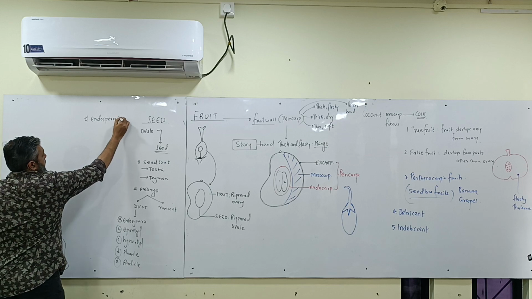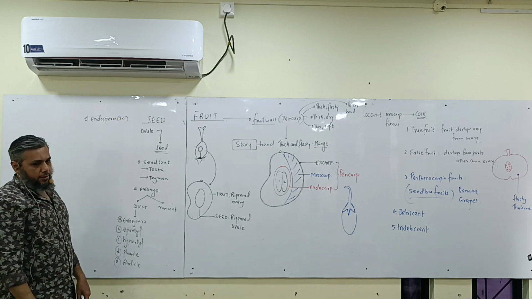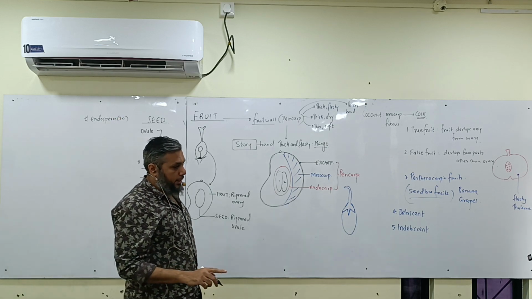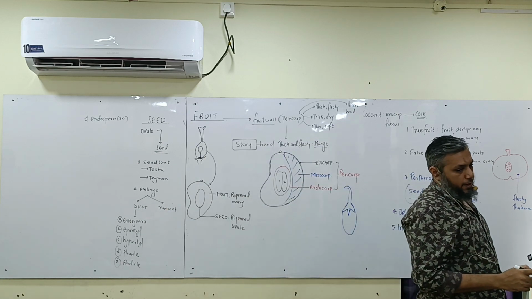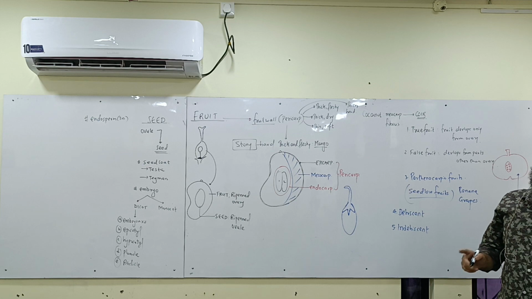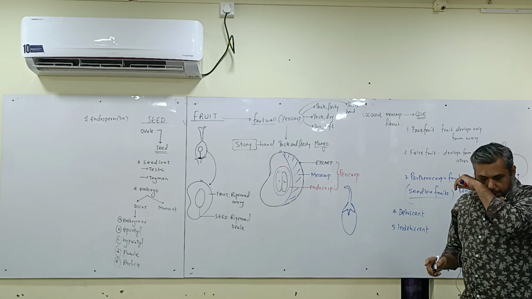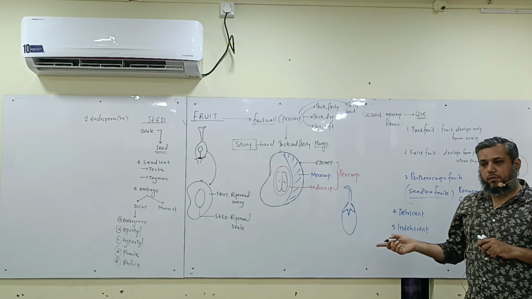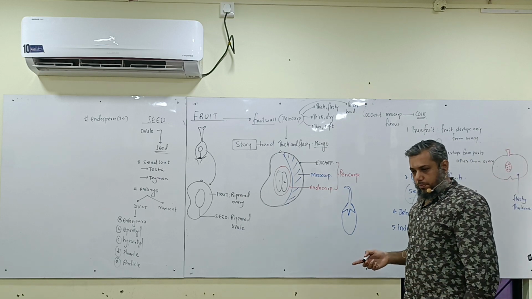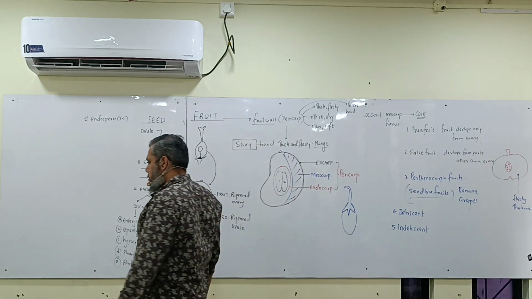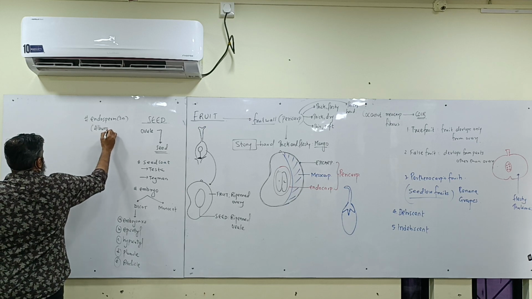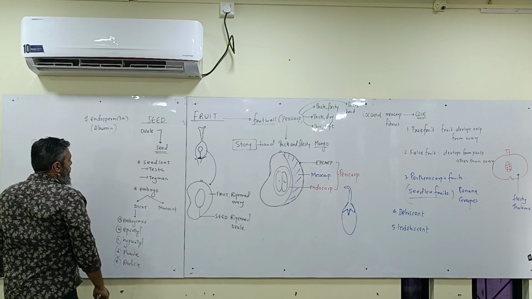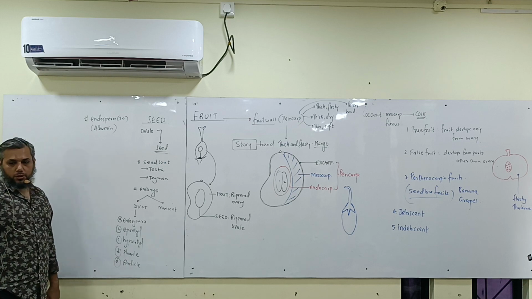Then endosperm. Last time बताया कैसे form होता है endosperm. One of the male gametes unites with the secondary nucleus, results in the formation of a triploid tissue, which is called the primary endosperm nucleus, and will form a triploid tissue, which is called the endosperm. Endosperm is also known as albumin. What is it called? Albumin.